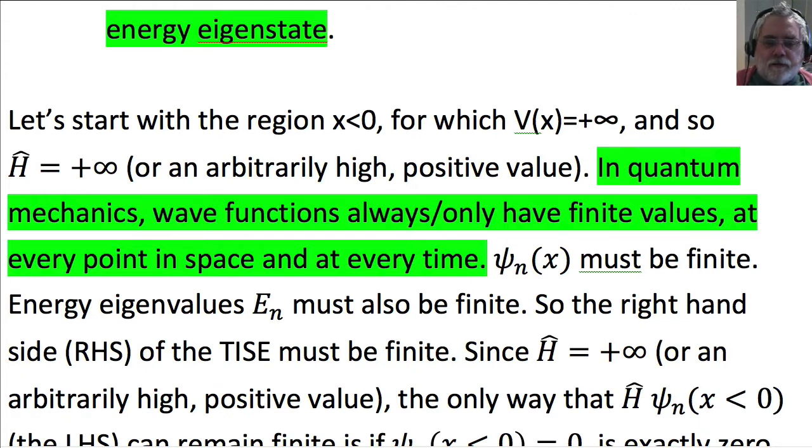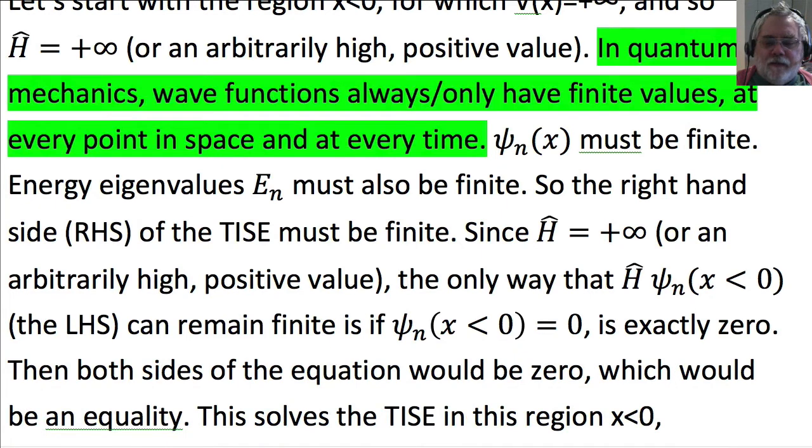Energy eigenvalues must also be finite. So the right-hand side of the time-independent Schrodinger equation must be finite. It's E times psi, and each of those is finite. Since the Hamiltonian is plus infinity, or an arbitrarily high positive value, the only way that the left-hand side, H psi, for x less than 0, can remain finite is if psi sub n for x less than 0 is identically 0, exactly 0.